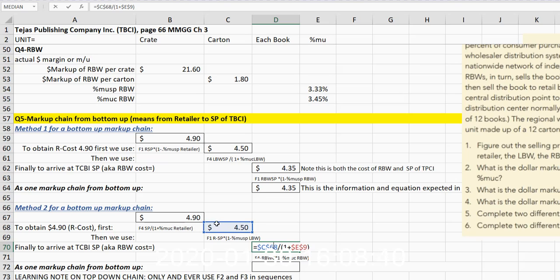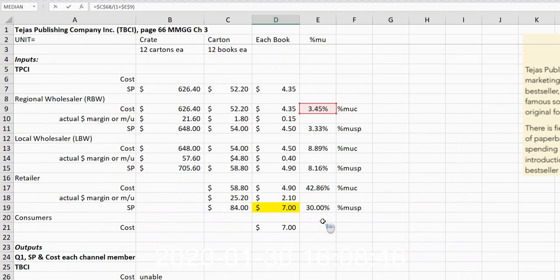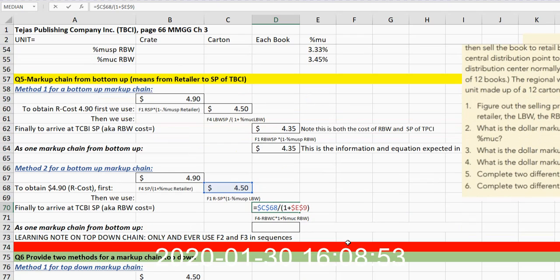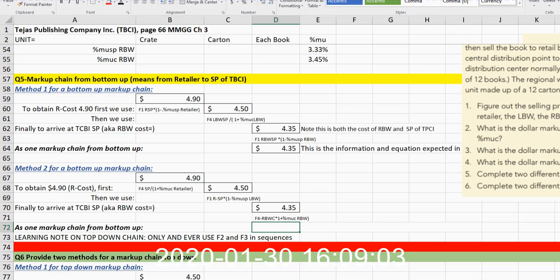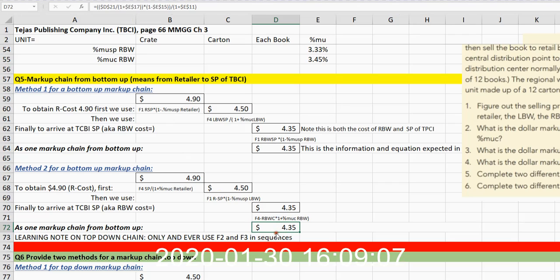You can see how these are building on each other, and if we go up to E9, we should have a percent markup on cost by the regional wholesaler. Very good. That's working out perfectly. F4, F1, F4. But again, the most important thing for you to learn is how to write these sequences in one equation in Excel. So let's see what that looks like.